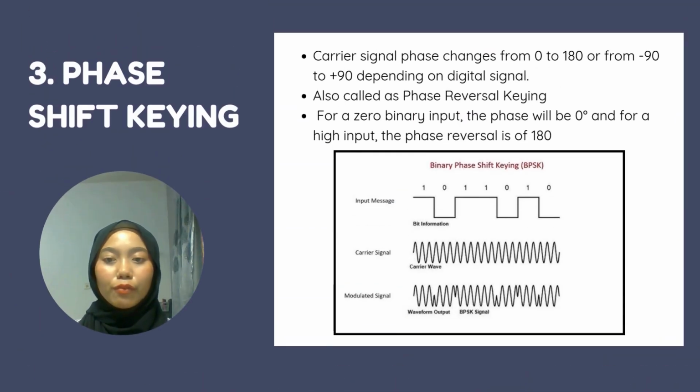So the third type of modulation is phase shift keying, where the carrier signal phase changes from 0 to 180 or from negative 90 degrees to plus 90 degrees depending on the digital signal. So it is also called phase reversal keying, and for zero binary input, we will see here that the phase will be 0, and for the high input, the phase will reverse back to 180.